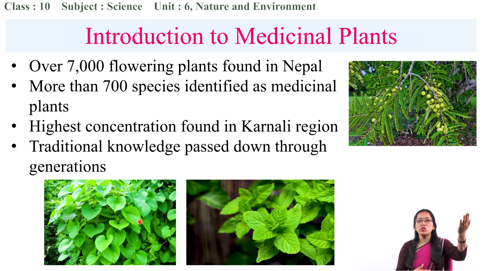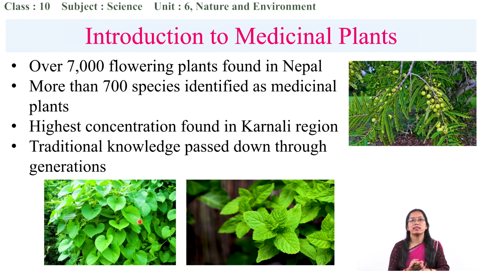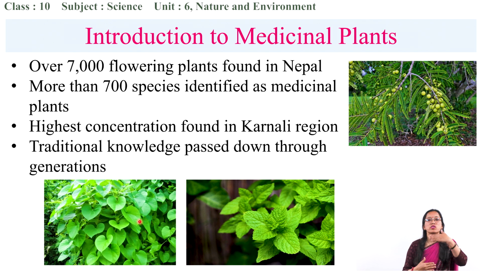That means our ancestors used to prepare Ayurvedic medicine from these plants. Various plants found in our surroundings, they used to prepare Ayurvedic medicine and treat with them. At that time there was no allopathic medicine. From that time, people are using these medicinal plants to cure various types of diseases. And that knowledge is transferred from one generation to another, passed down to the next generations. Okay.